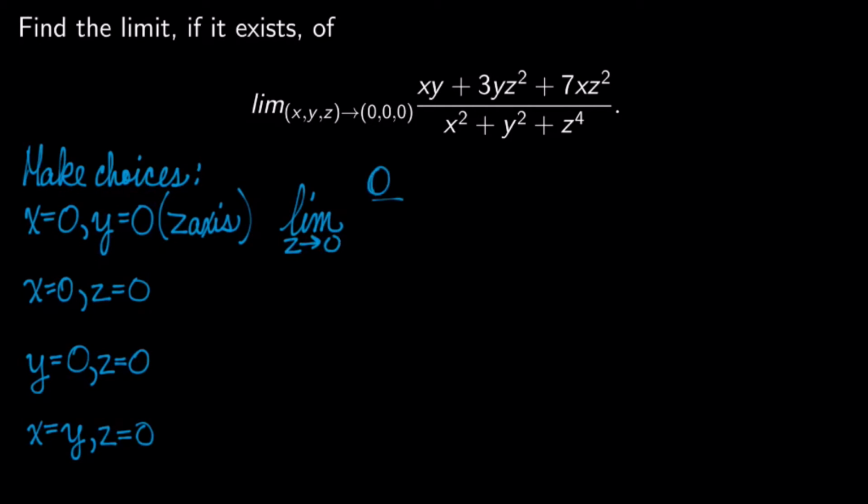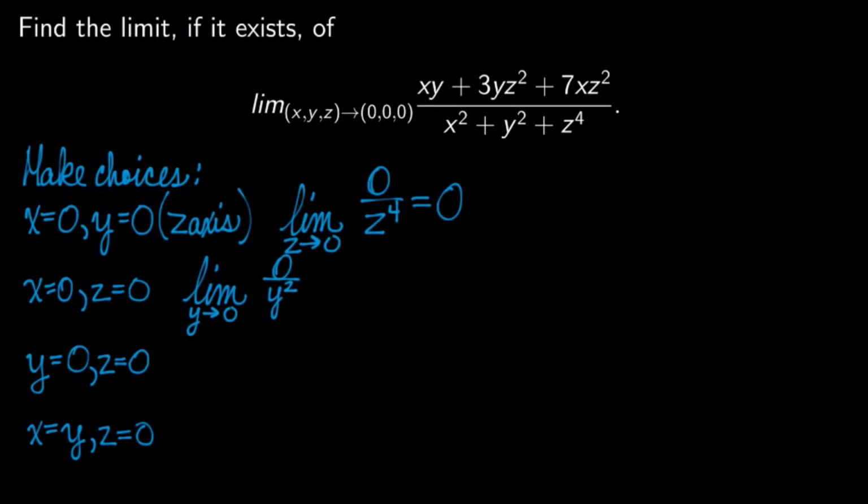Now, when x equals 0 and y equals 0, what you get is the limit as z approaches 0 of 0 over z to the fourth power. Up top, can you tell that when you substitute x equals 0 and y equals 0, all of these guys go away? And these two terms go away as well, so that's what you're left with. That limit is equal to 0.